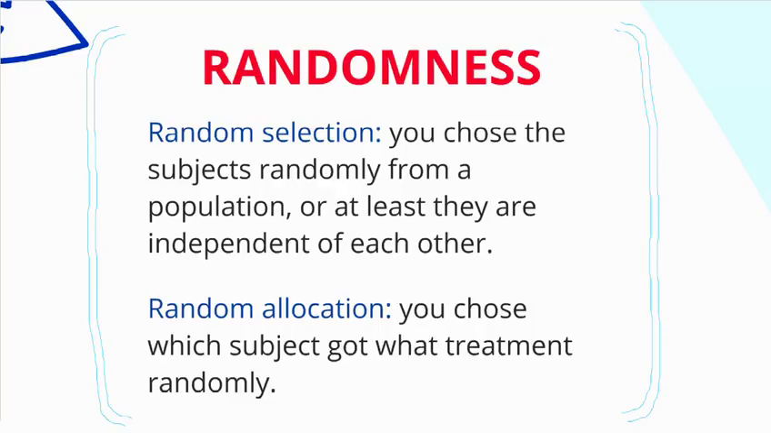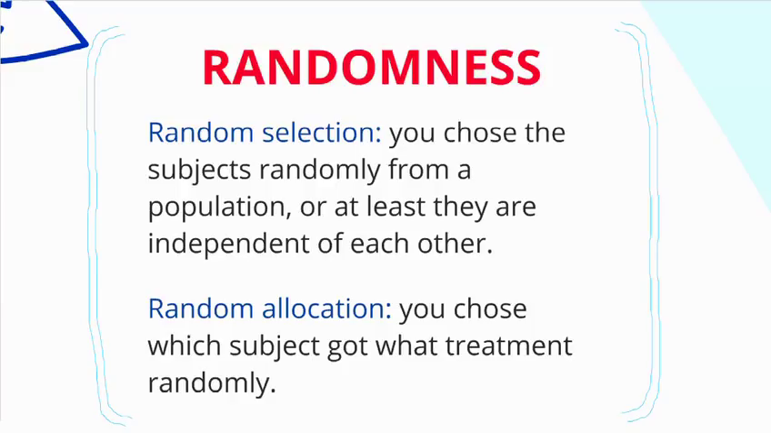And random allocation is where you choose which subject got what treatment randomly. Okay, so instead of just doing the first 10 going into the control treatment and the next 10 going into the other treatment, you randomly choose who gets what. And both of them are important and make your statistics work better, because statistics is all based on probability, and most of the probability comes from the randomness. And so doing randomness makes a good thing. That's the last time I'm going to mention that during these lectures.